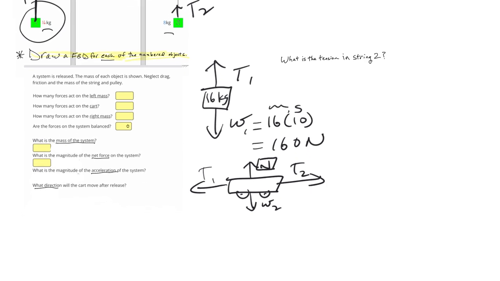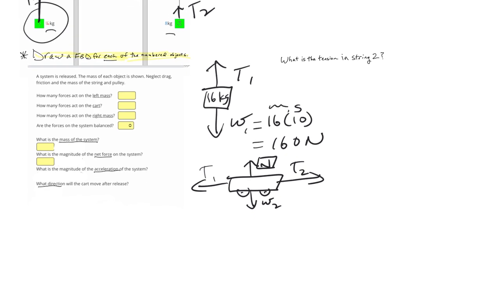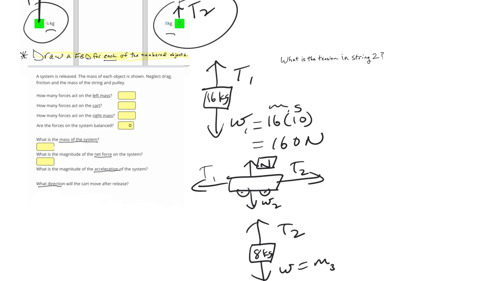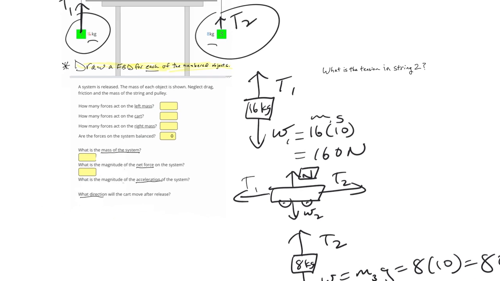Okay, let's look at the free body diagram for object 3. We got T2. I'm doing this one. And we got the 8 kilogram. We got the weight. The weight is M3G, 8 times 10, 80 newtons. Okay, so there's your three body diagrams.